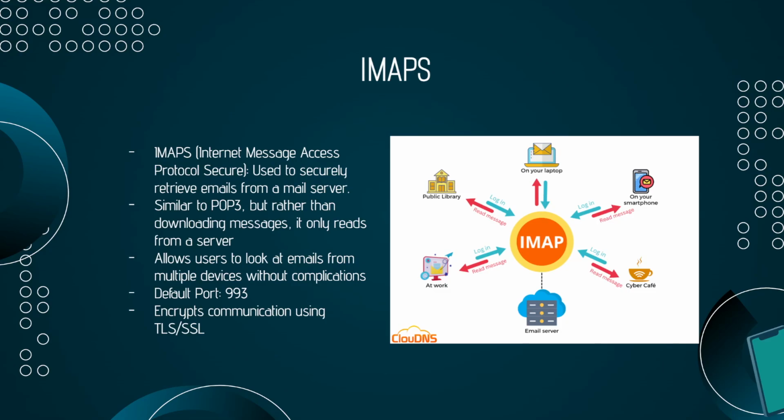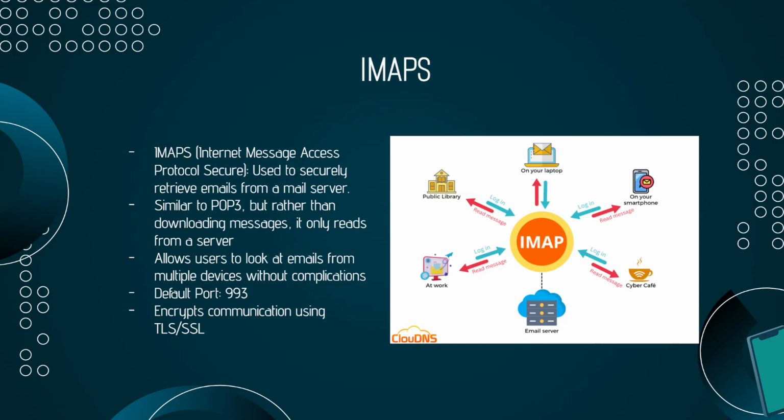IMAPS is a protocol designed to securely retrieve emails from a mail server, and unlike POP3, which we discussed in our last discussion, which downloads emails to a local device, IMAPS allows users to access their emails directly from the server without permanently downloading them. This feature is also useful because it enables users to access their emails from multiple devices seamlessly. Any changes made, such as marking an email as read or moving it to a different folder, are synchronized across all devices. This makes IMAPS ideal for users who require constant and flexible access across their inbox.